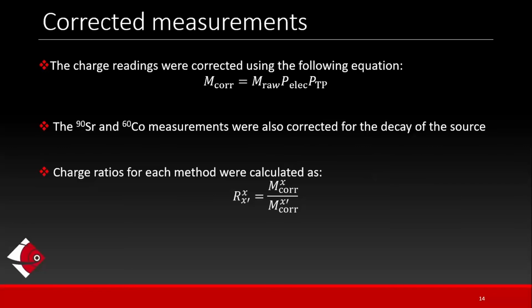The charge ratios for each method were calculated by taking the ratio of the corrected charge reading for a chamber X over the corrected charge reading for the chamber X prime. For the case of the cobalt-60 measurements, the X prime value was the A12 value. These ratios, as well as the individual chamber readings for each method for the strontium-90 and linear accelerator, were normalized to the initial baseline measurement, which will be denoted as B.